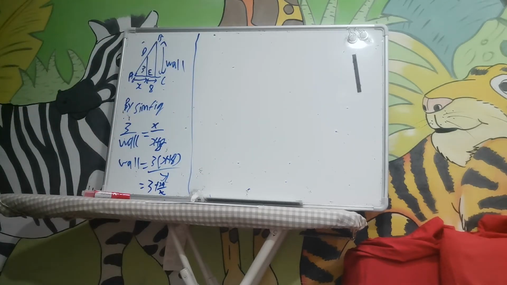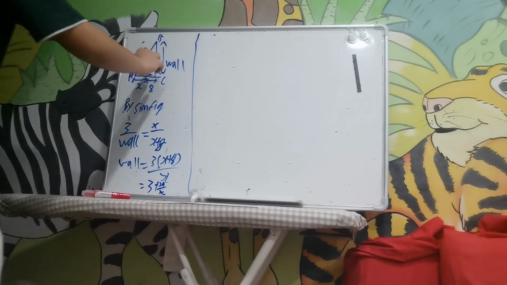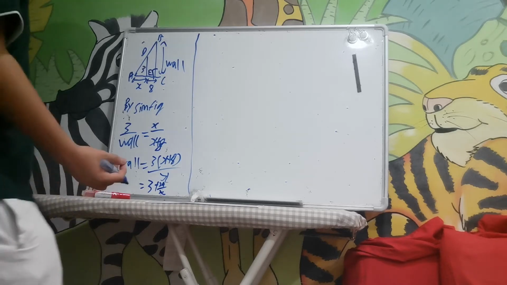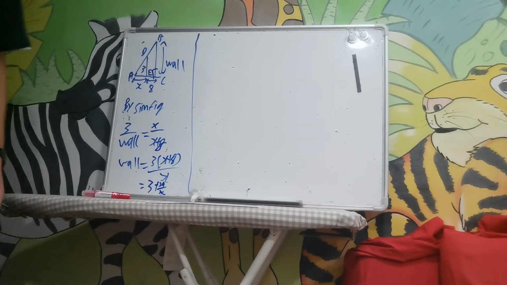Alright, so now we have the height of the wall. So what are we going to do with this wall? Well, this is a right angle triangle. What's one of the most powerful things about a right angle triangle? Pythagoras theorem. I hope you know that. If not, please go back to secondary school and do your E-math papers.